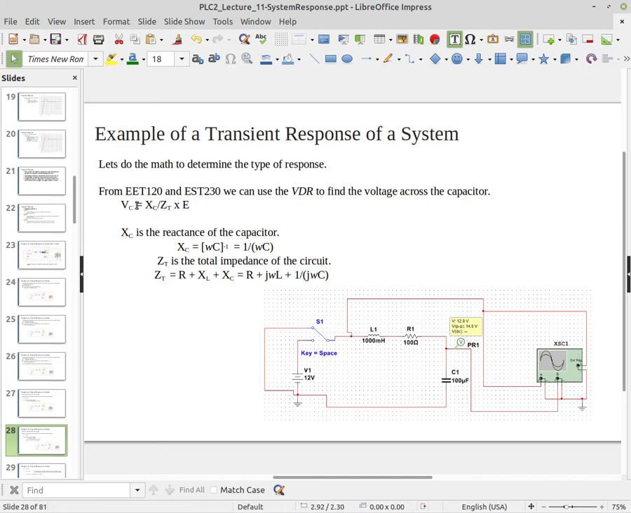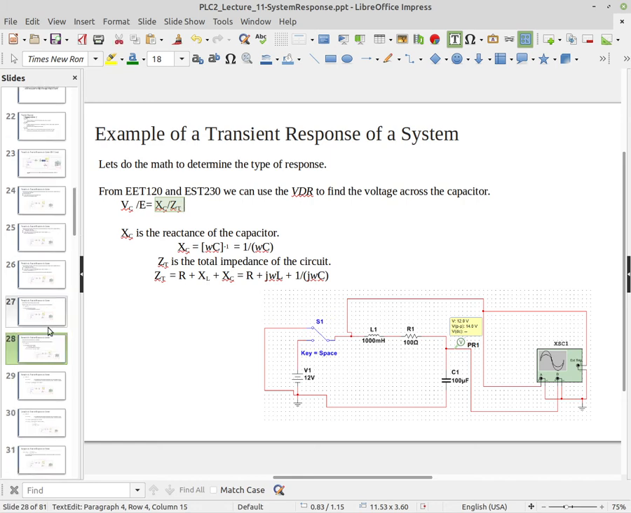Now, if we solve this for the voltage of the capacitor divided by the source voltage, this is our output divided by the input, then we get this system right here, and this is what we call a transfer function. This transfer function describes how the system responds from the input to the output.